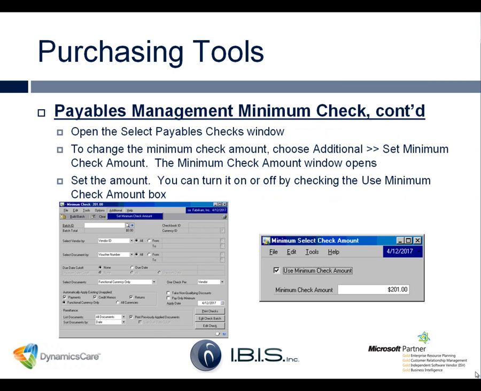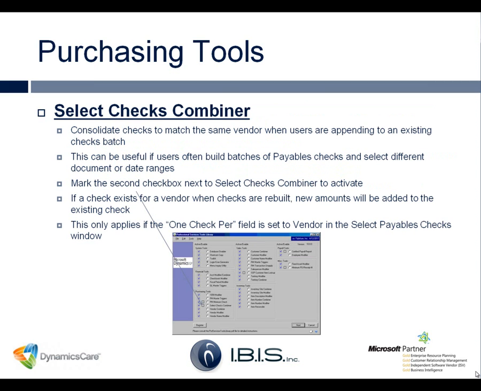Then you open your Select Payables Checks window, and to change the minimum check amount, you can choose Additional, Set Minimum Check Amount. That became available when you checked that box on the Professional Service Tools. In the screenshot to the right here, you set the minimum amount and turn it on and off by simply checking that box to use that minimum check amount.